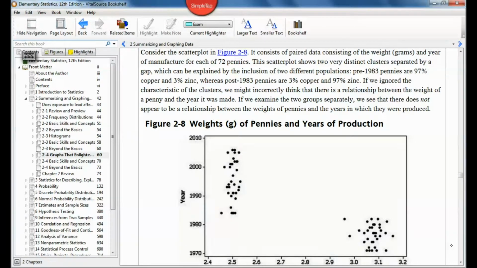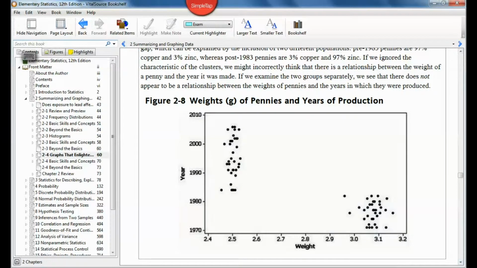So here's another example, a scatter plot. What could you tell about this set of data? Well, it says weight of pennies and years of production. So what could you tell? Well, you could tell that as the years pass by, past probably 1985, 82, 83, the weight of pennies started to decrease because here's all the weights here. But before that time, the weight of pennies was up here at 3.1 grams.